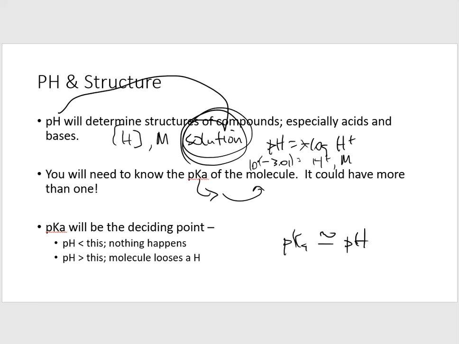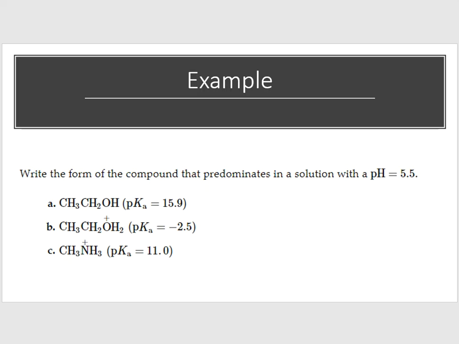So again, the best way that we can dive into this is just looking at an example. So here it says, write the form of a compound that predominates in a solution with a pH of 5.5. And they give me A, and A gives me ethanol, CH3CH2OH, and it says pKa is 15.9. Okay, so that means that this is an acid, and the hydrogen that's probably going to get donated is this one right here. But it only can get donated under a certain condition, and that condition is the pKa condition.